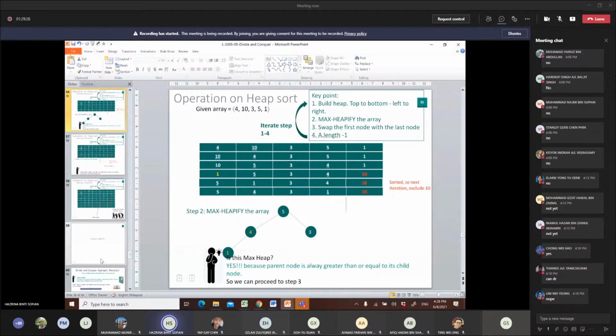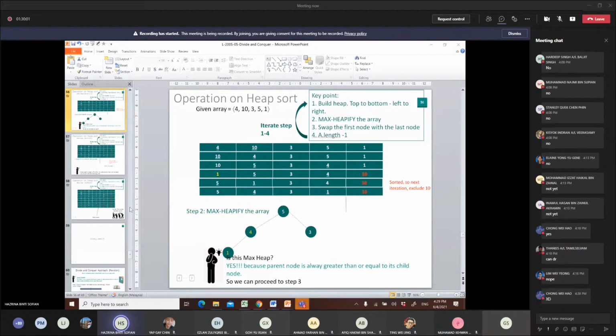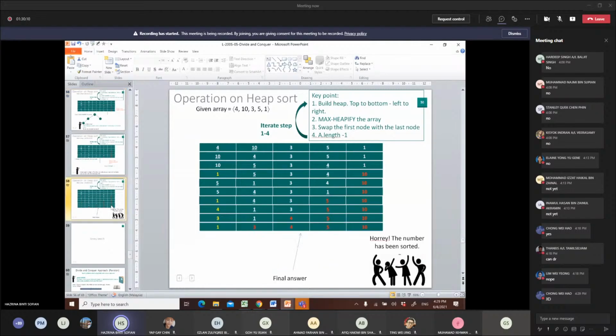Okay, Mahin, do you like heap sort? Mahin not here. So how do you find the heap sort class? Do you like it? Do you like the idea? Yes. Okay, quite simple.